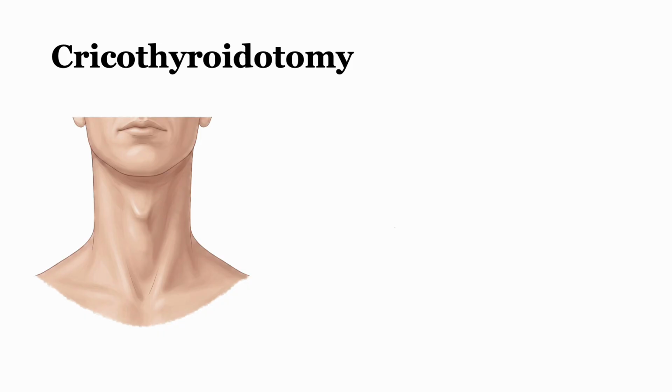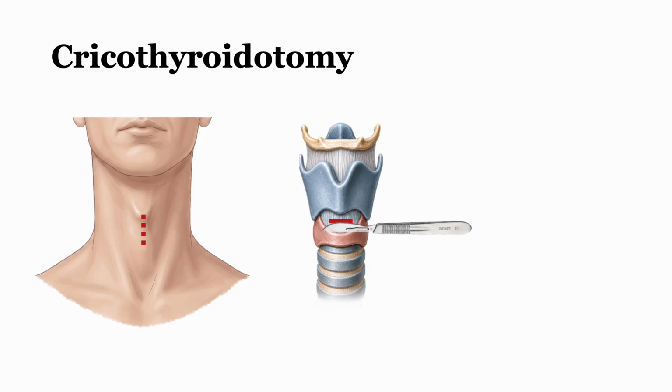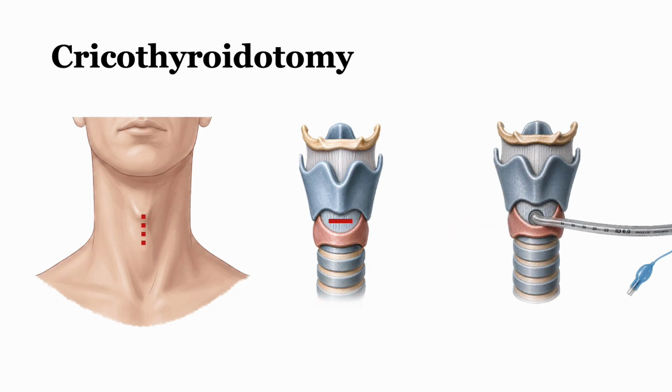Cricothyroidotomy is performed by localizing the cricothyroid membrane below the thyroid cartilage first. Then the thyroid cartilage is stabilized and a longitudinal skin incision is made. The membrane itself is incised transversely and a size 6 endotracheal tube is inserted in an adult patient.